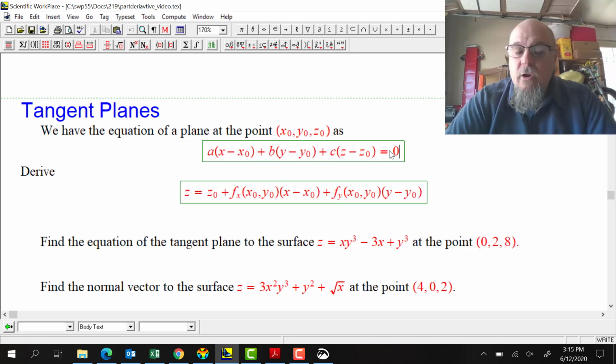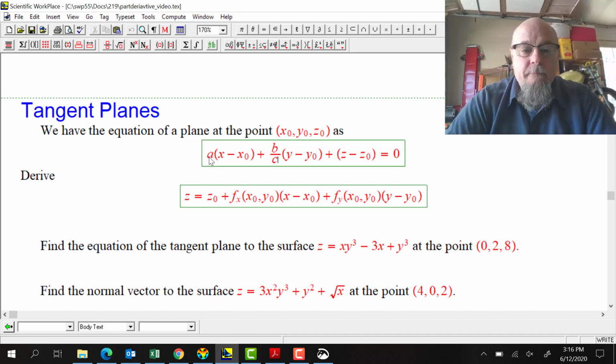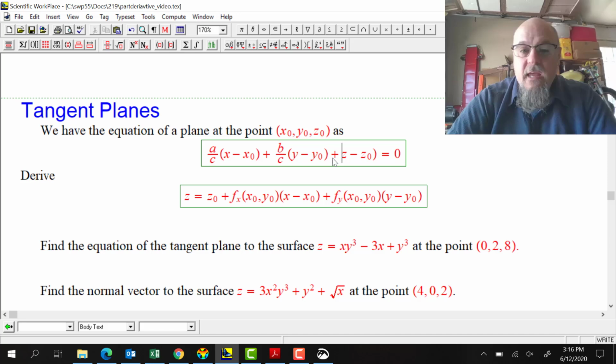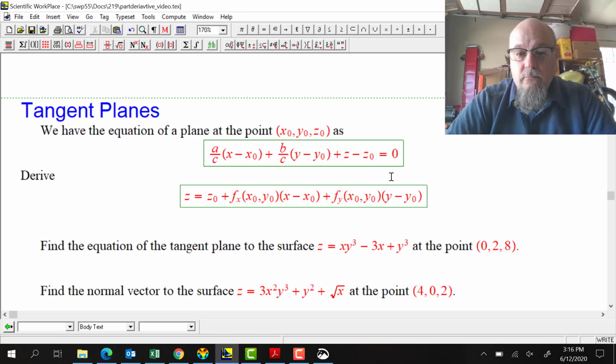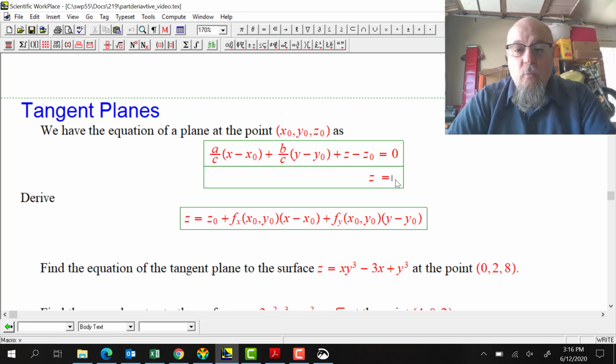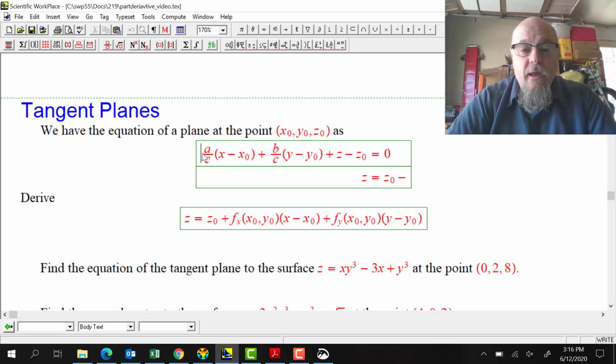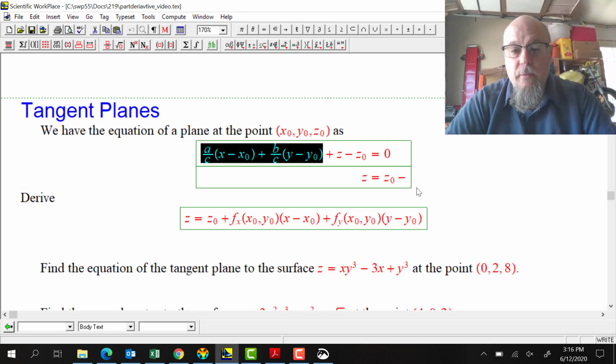To make our equations look a bit more like where I'm going, this second one here where it says derive, that's what I'm doing. If I were to divide this whole equation by c, because this whole side is equal to 0, this would just be b divided by c, a divided by c, some numbers. And if I were to solve this equation for z, we would get z is equal to z naught, which I could write as f of x naught, y naught as well, minus, since these pieces have to go over to the other side, these would both become negative.